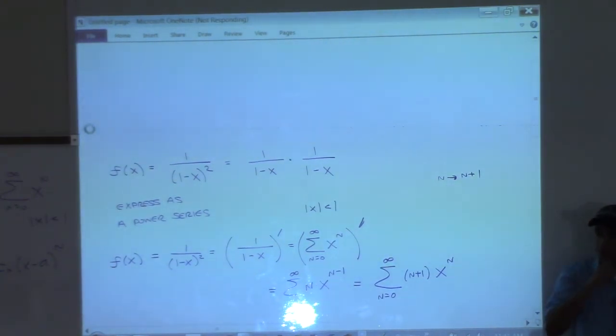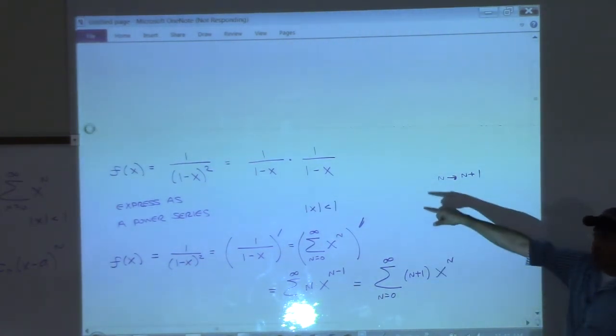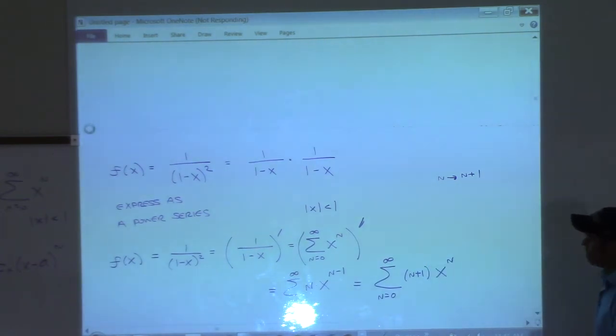And I didn't mention this when I gave you that theorem that said you could differentiate and integrate power series. The good news is that if you differentiate a power series, the radius of convergence stays the same in the derivative. And if you integrate a power series, the radius of convergence stays the same. So you don't lose anything by integrating or differentiating. Your radius of convergence stays fixed, whatever it is. So this has the same radius of convergence as the original one did.